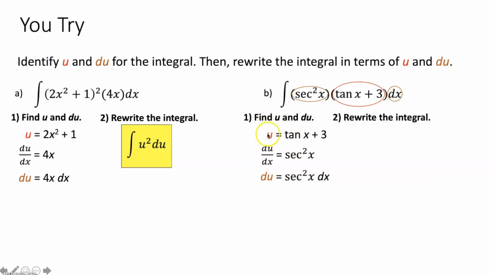I'm going to substitute u in for tan x plus 3, and now I can substitute du in for secant squared x dx, and my new integral is just the integral of u du, which is clearly easier to take the integral of than this up here.